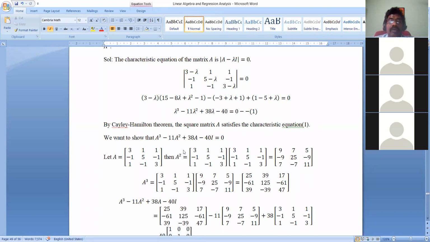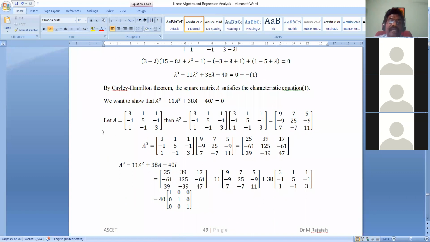Okay. Now we want to verify whether the given square matrix satisfies equation 1 or not. For this, we want to show that A cube minus 11 A square plus 38 A minus 40 I equal to 0. Let A equal to [3, 1, 1; -1, 5, -1; 1, -1, 3]. Then A square equals A times A, that is [3, 1, 1; -1, 5, -1; 1, -1, 3] multiplied by [3, 1, 1; -1, 5, -1; 1, -1, 3].